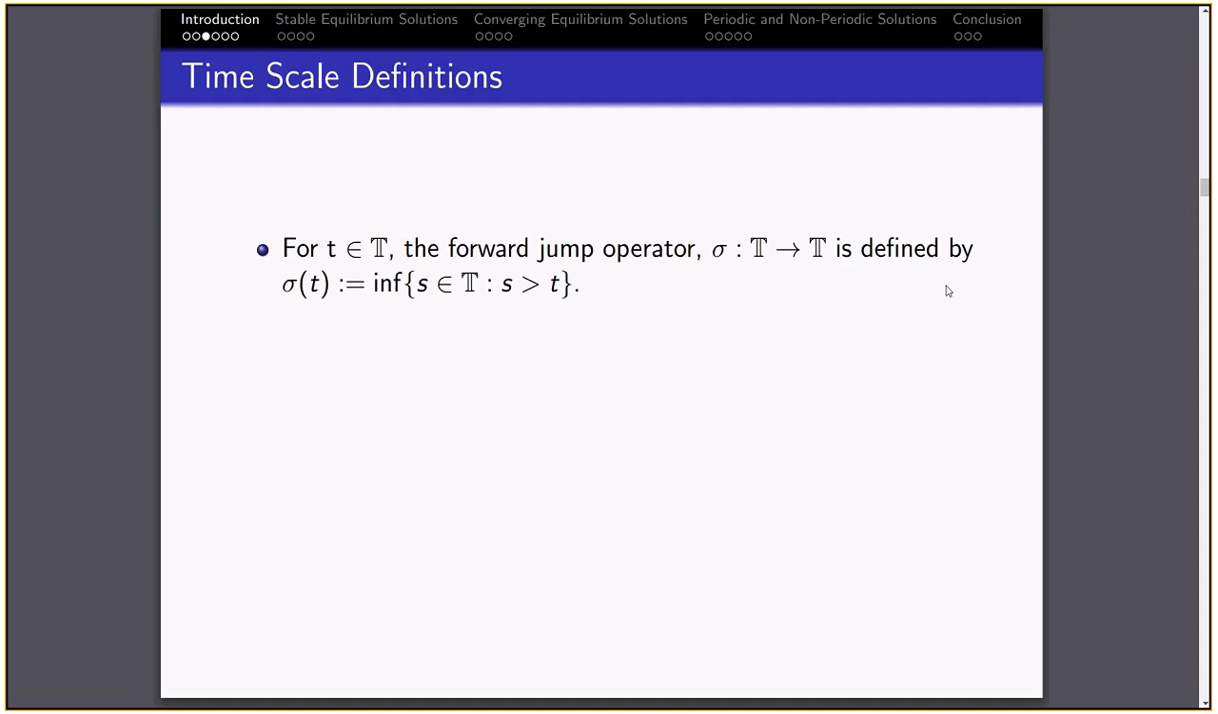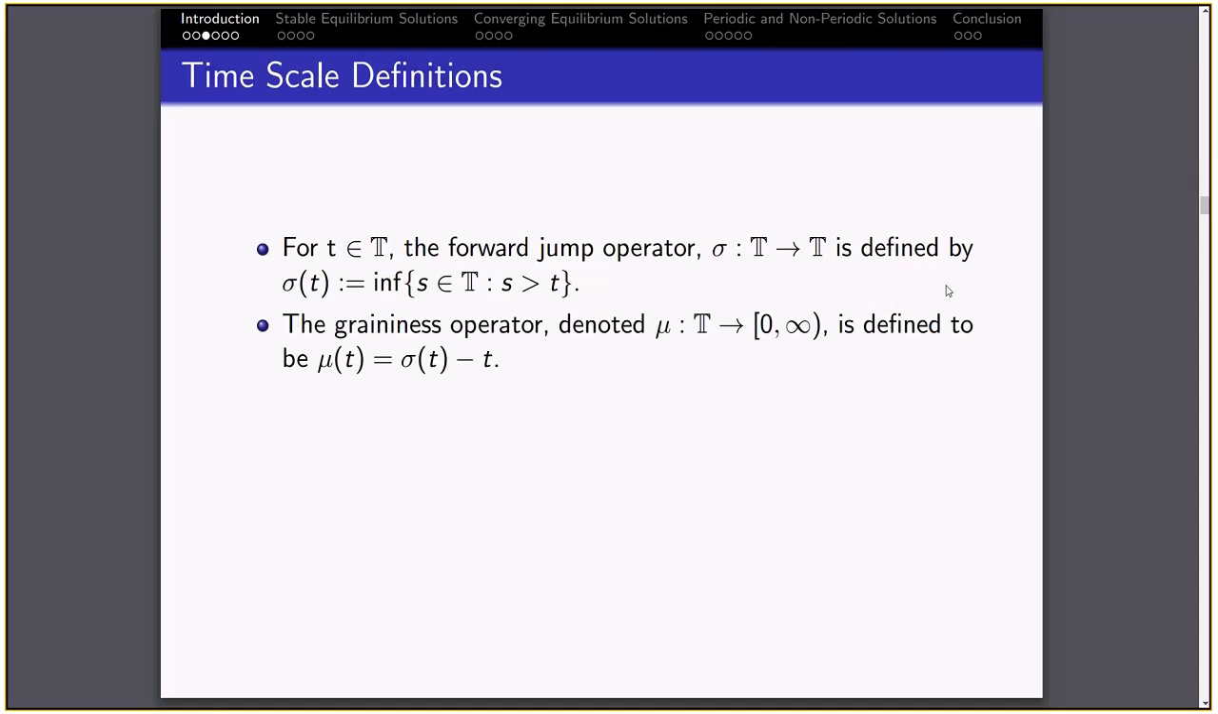Before we continue, we want to go through a couple of definitions for the timescale. The first is the forward jump operator, which is denoted with a lowercase sigma. That is defined to be the infimum of the values greater than t, which is basically saying that it's the next point in our timescale. In the case that our timescale is the real numbers, there is no next point because all of our points are infinitely close together. The graininess operator, denoted by the lowercase mu, is defined to be the forward jump operator minus t. So basically this is saying how close all the points are together.